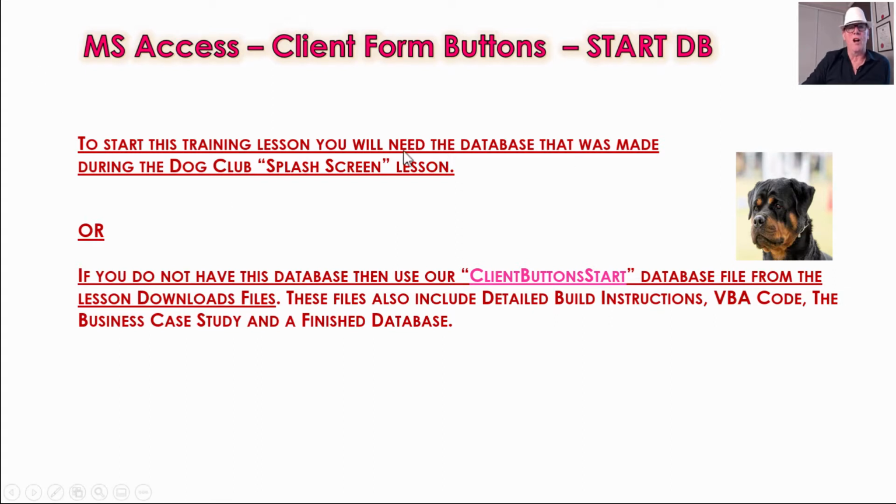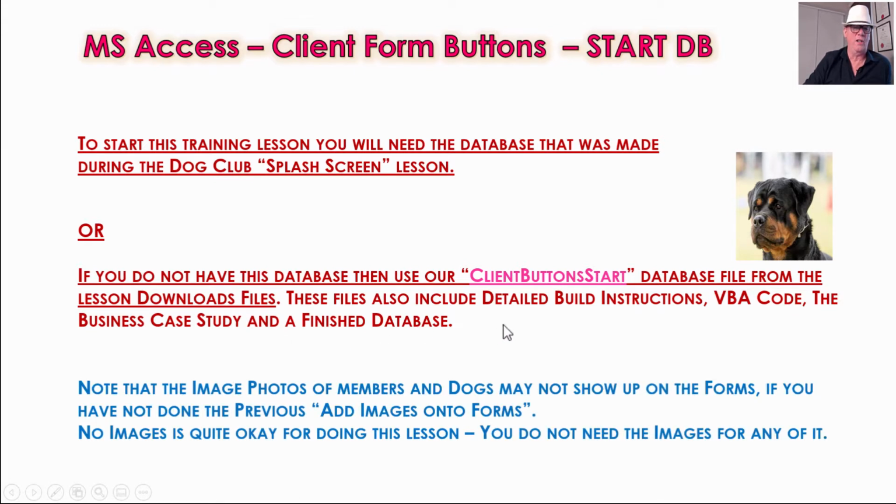But if you're doing this as a one-off isolated lesson, we suggest you get the downloads and there'll be a link in the video description for them, and get the client button start database. So you'll get that in the downloads. You'll get detailed step-by-step build instructions. You'll get the VBA code, which we're going to be using in this lesson, the business case study, and you'll get a finished database version of this lesson.